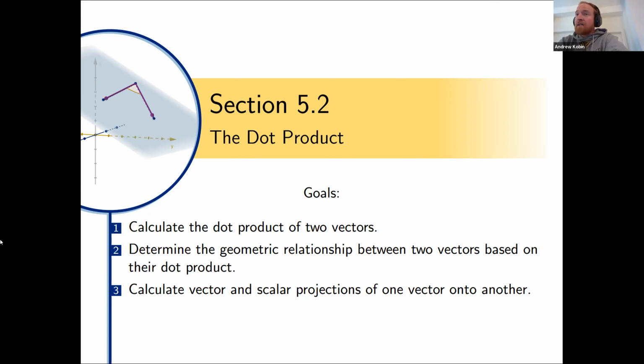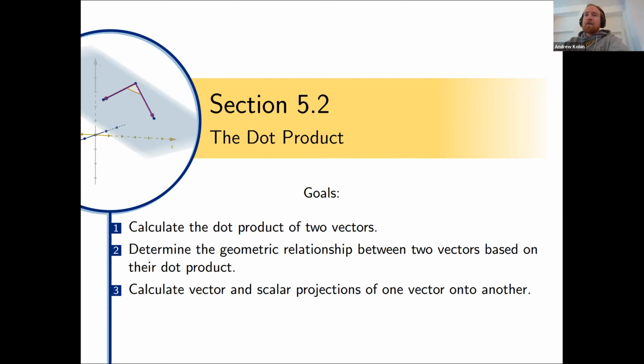The dot product also turns out to help us compute lengths of vectors or magnitudes, but we already have a formula for that, so we won't talk about it as much. And the goals in this video are to define and calculate the dot product of two vectors, and then to use the dot product to understand the geometric relationship between two vectors. Finally, we're going to also study the notion of vector and scalar projections of one vector onto another, and this also uses the dot product.